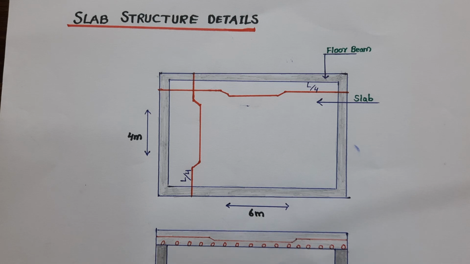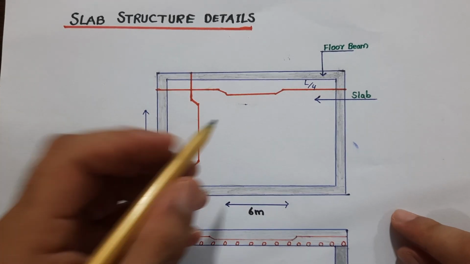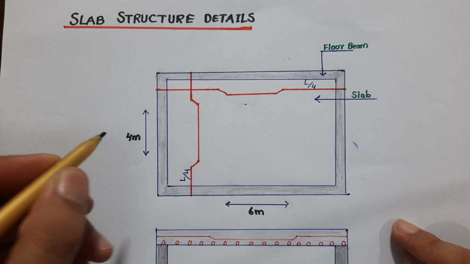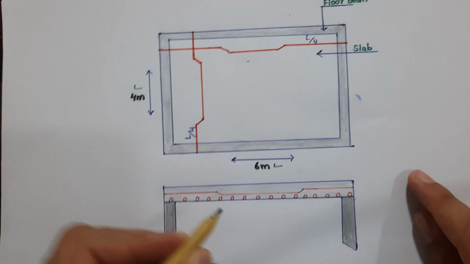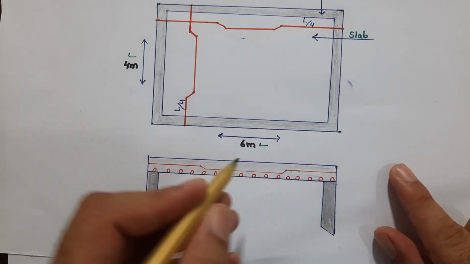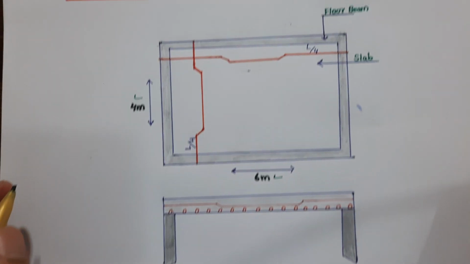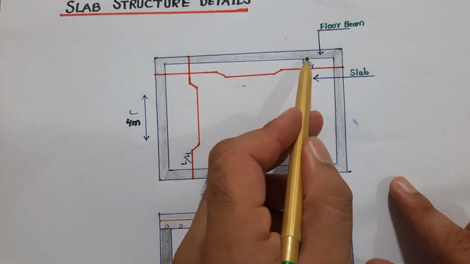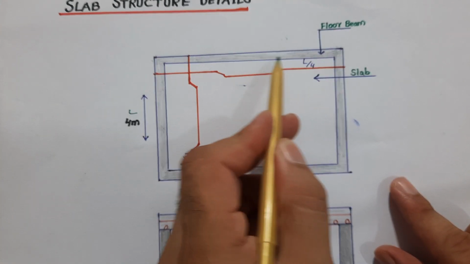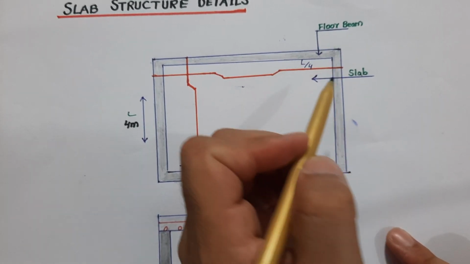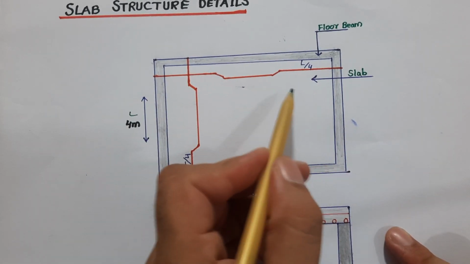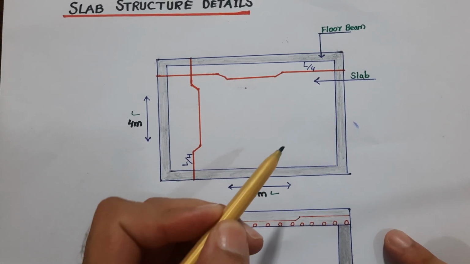Let's get started, guys. First of all, the size of the room, our slab, is 4 meter by 6 meter. Width is 4 meter and length is 6 meter. You can see I already did the hatching with a pencil, which is the floor beam. So this is the floor beam, and this is the slab, the RCC slab.